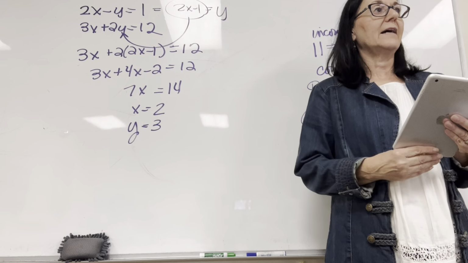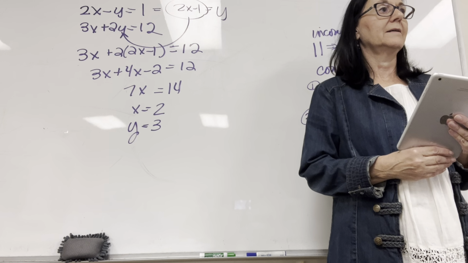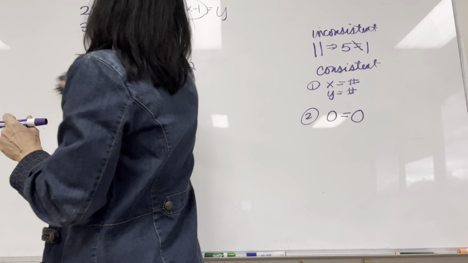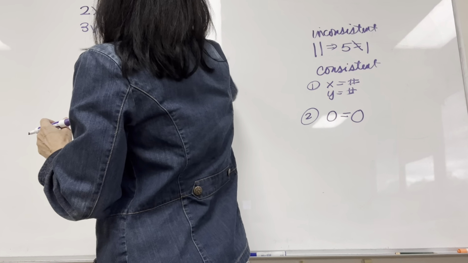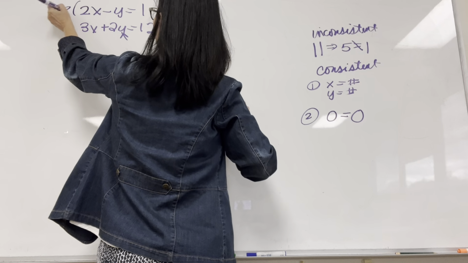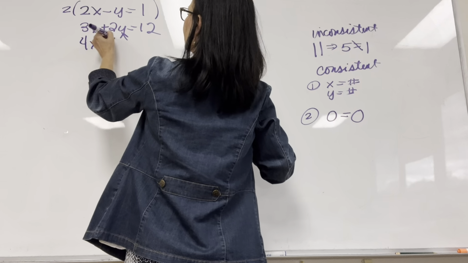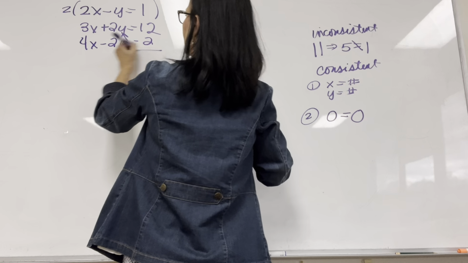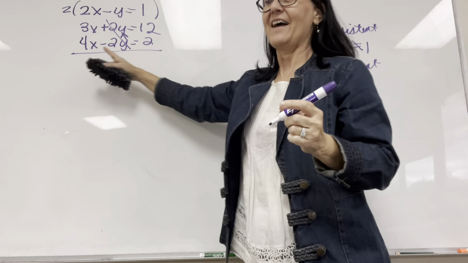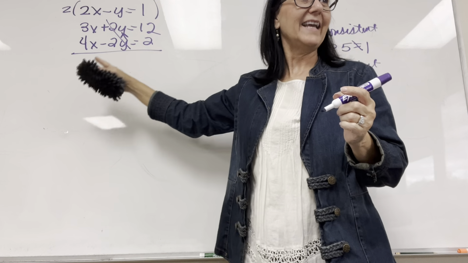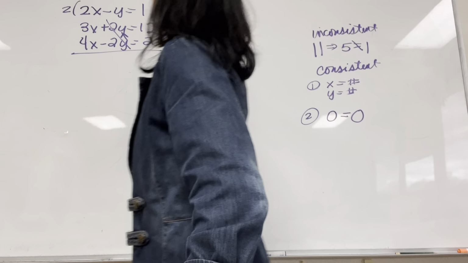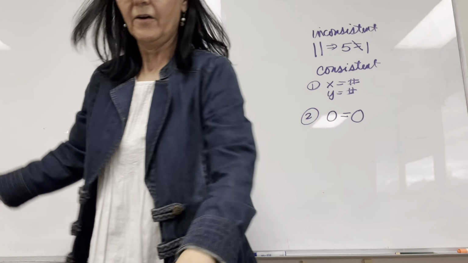Yes. How would you do the elimination? I forget. Okay, let's do elimination. Let me erase this one. I multiply this first equation by 2, so you'd have 4x minus 2y equals 2. And then you can cancel. So you would have 7x is 14, x is 2. Same way, doesn't matter what you use, right?